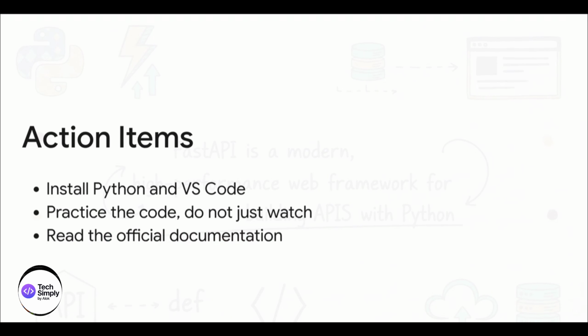All right, we are at the final steps before you begin coding. To really grasp this material, you have got to shift from being a passive viewer to an active developer. Step 1, double-check that Python and VS Code are actually installed on your machine. Step 2, and I cannot stress this enough, this is the most critical part, practice the code.